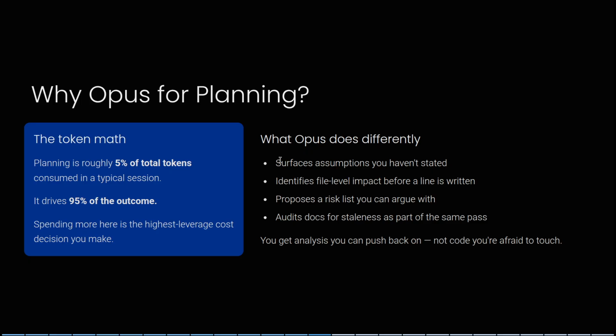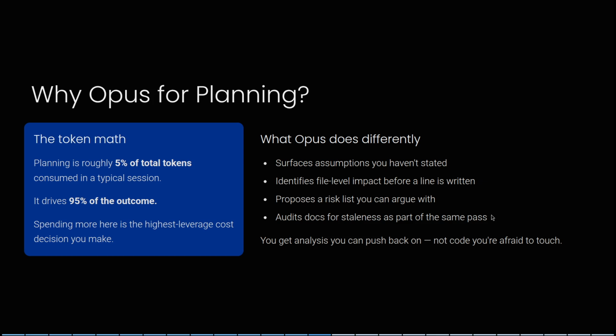What does Opus do differently? It surfaces assumptions that you haven't stated. It will ask you questions. It will poke and prod if you've not already experimented in other ways. It identifies file level impact before the code is written. It proposes a risk list that you can argue with. And Opus will often audit the docs for staleness as part of the same pass.